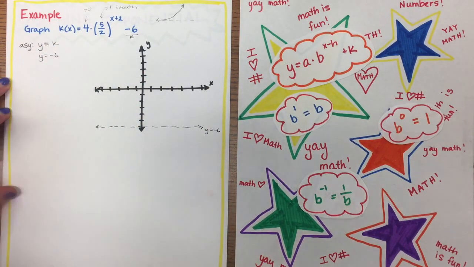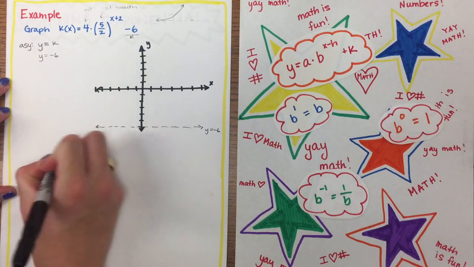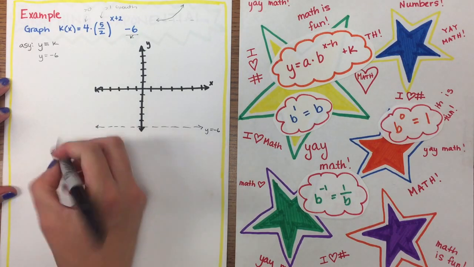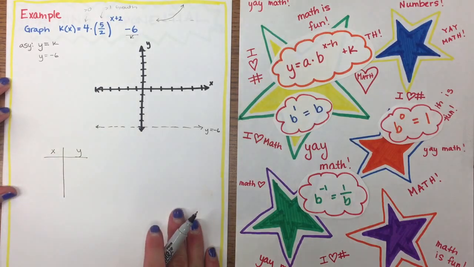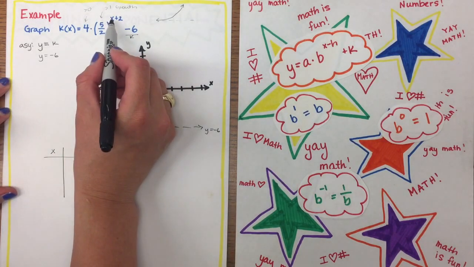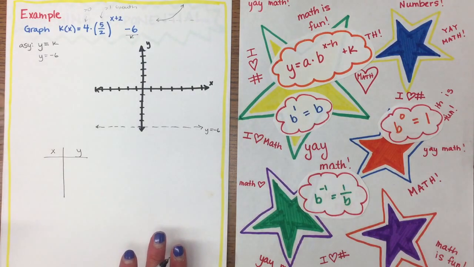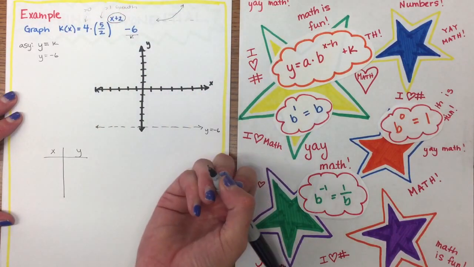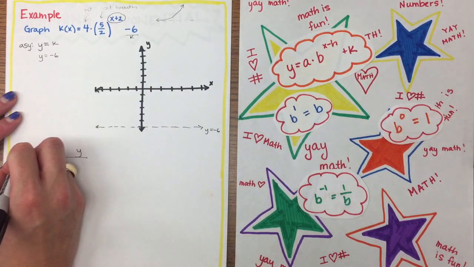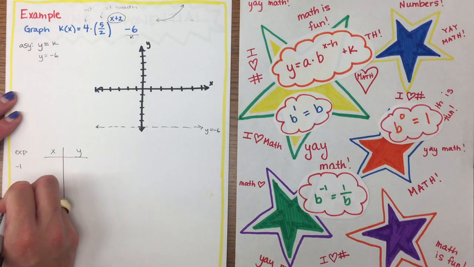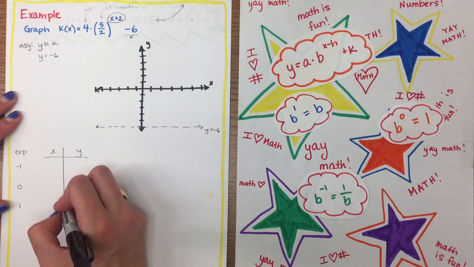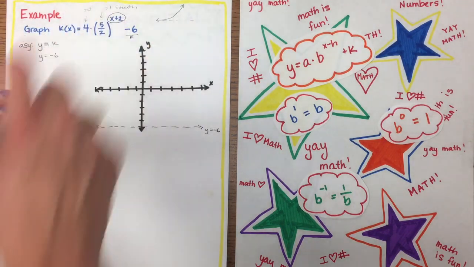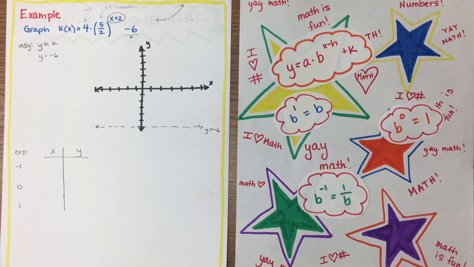The next thing I want to do is make a table of values that includes 3 points. In my table of values, I want to pick values of x that will be convenient. Convenient values of x mean I'm going to try to make my exponent negative 1, 0, and 1. Those are just good values to use. I'm going to start with those. If those don't give me things that look good on my graph, then I'll move on from there.